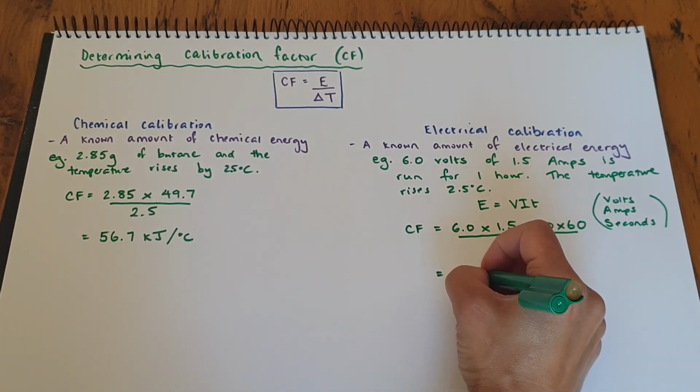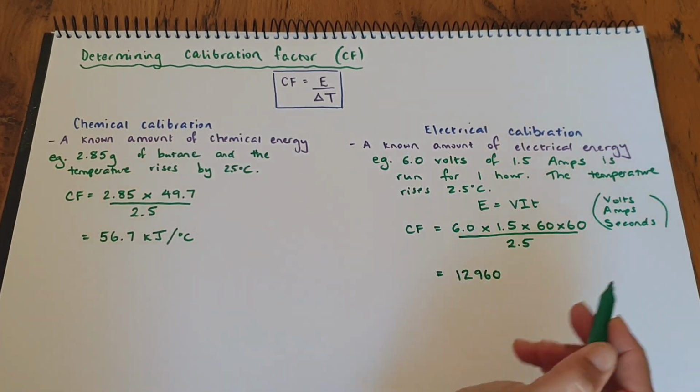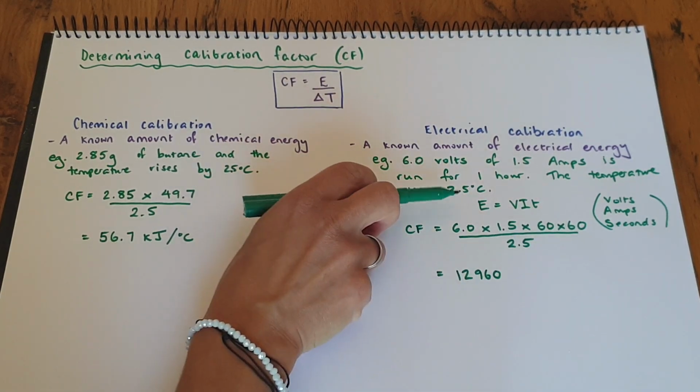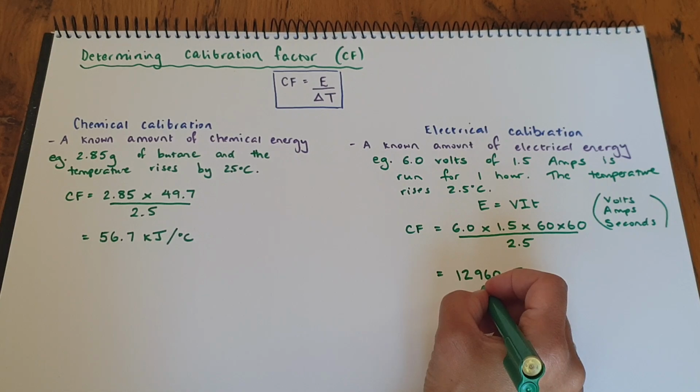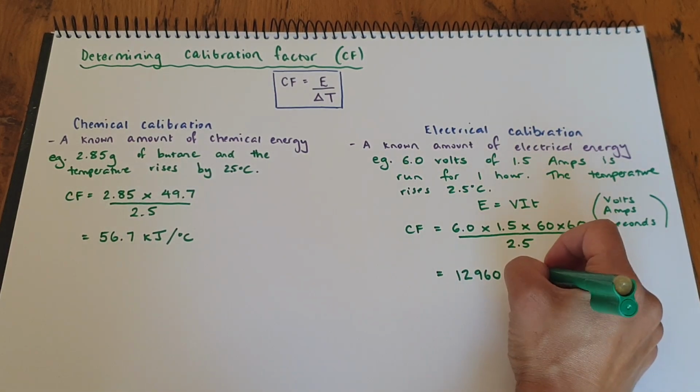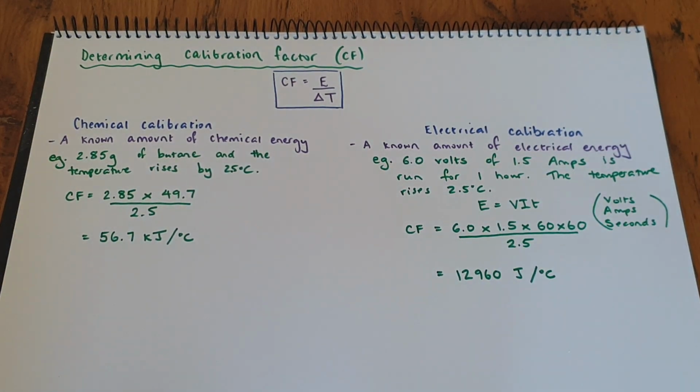Okay, we get 12960. Now all we need to know in this instance is that the energy calculated this way will always come out in joules. You could turn this into kilojoules by dividing it by 1,000 if you like, by degrees Celsius.